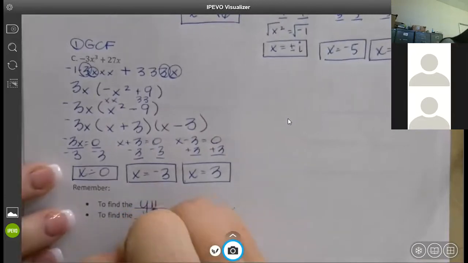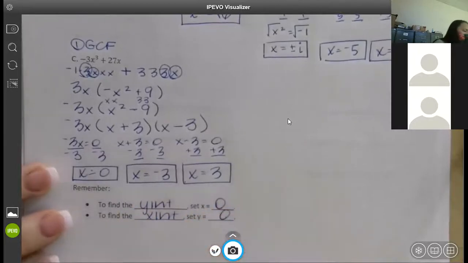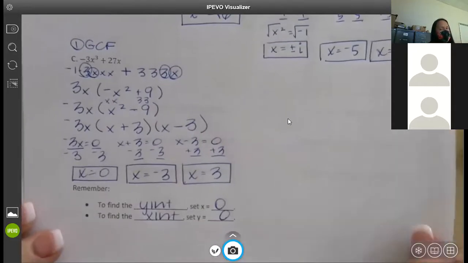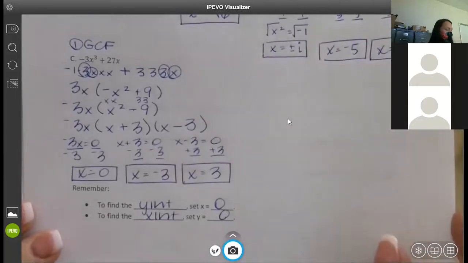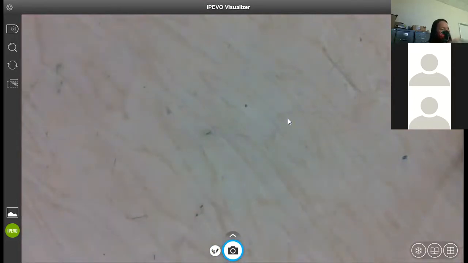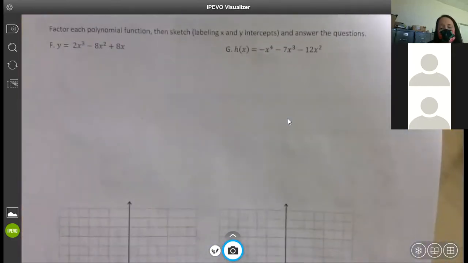To find the y-intercept, set x equal to 0. To find the x-intercept, set y equal to 0. Your x-intercepts are your solutions, and we'll talk about that when we get to the actual solving set of notes. Okay. So y-intercept, set x equal to 0. X-intercept, set y equal to 0. All right. I'm not going to graph these right now. We'll talk about graphing them, especially when we get to our notes. Actually, I'm going to just show you.